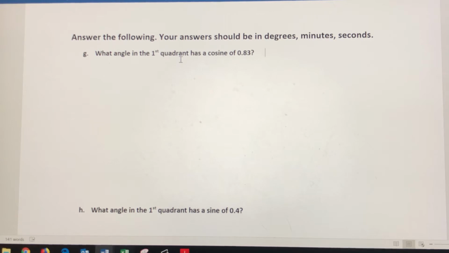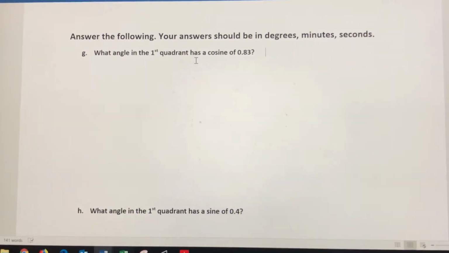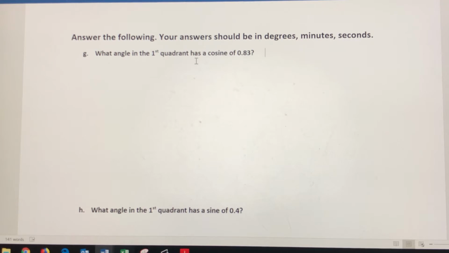Okay, that's important. Now, in the very near future, we're going to talk about how a cosine value of 0.83 can actually occur in two different places. One would be in the first quadrant, and another would be in the fourth quadrant. For now we're just dealing with angles in quadrant 1. So just be aware of that when we start covering that in the future.